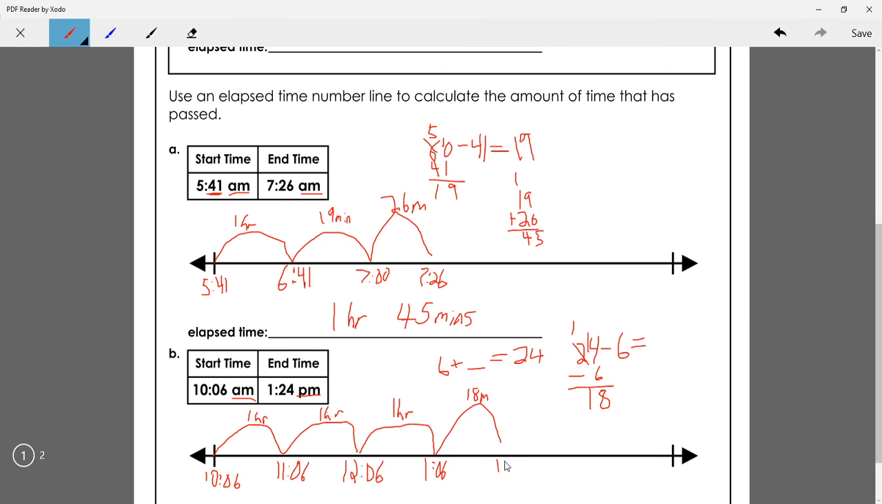And then we get to 1:24. Now we just have to add all of these up. 1, 2, 3 hours and 18 minutes. 3 hours and 18 minutes. So hopefully that cleared up how to do elapsed time with a number line.